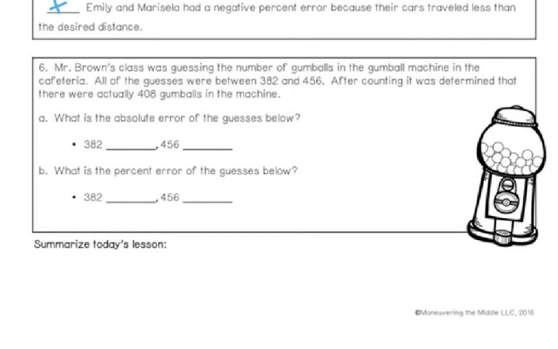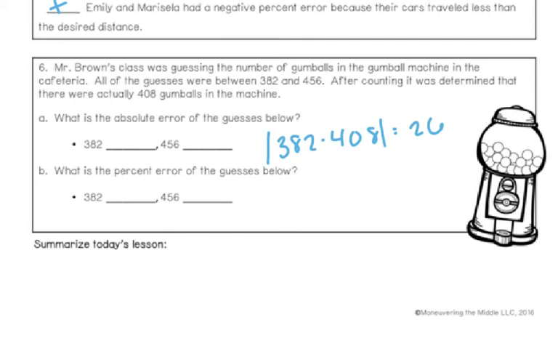Let's look at the last question together. It says, Mr. Brown's class was guessing the number of gumballs in the gumball machine in the cafeteria. All of the guesses were between 382 and 456. After counting, it was determined that there were actually 408 gumballs in the machine.